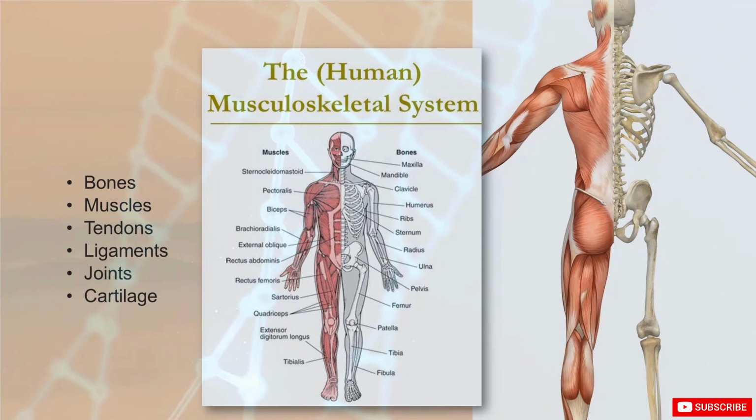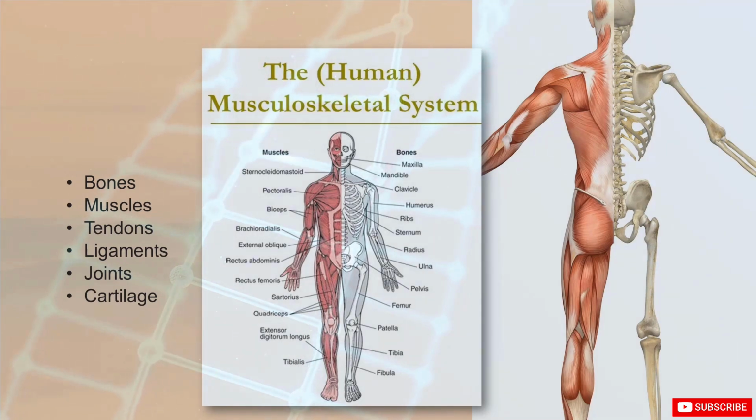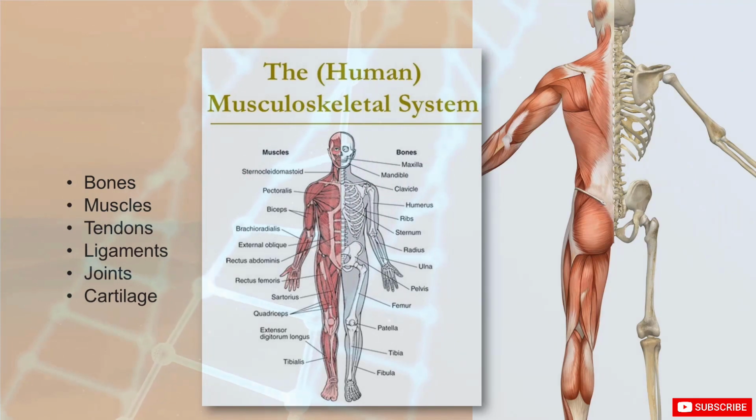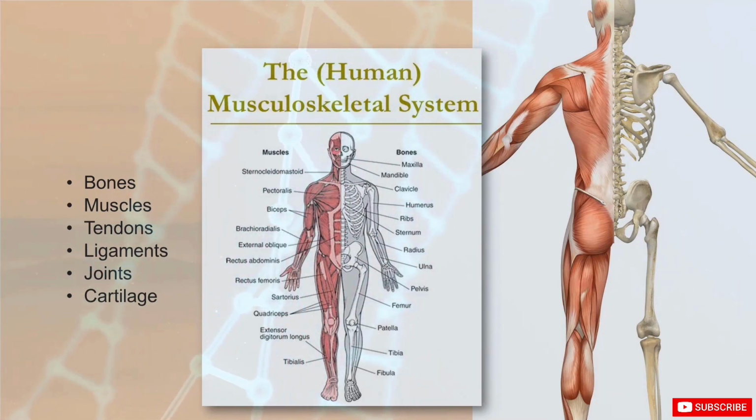Let's provide an overview of the key components of the musculoskeletal system. Bones. Bones are the rigid and hard components of the musculoskeletal system. They provide the framework and structure for the body. There are around 206 bones in the adult human body, and they come in various shapes and sizes. Bones are connected to each other by joints, allowing for movement.